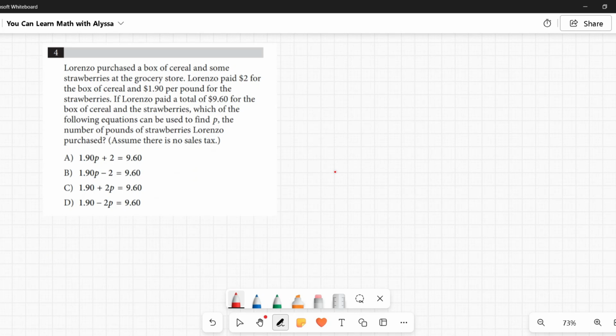Number 4, Lorenzo purchased a box of cereal and some strawberries at the grocery store. Lorenzo paid $2 for the box of cereal and $1.90 per pound for the strawberries. If Lorenzo paid a total of $9.60 for the box of cereal and the strawberries, which of the following equations can be used to find P, the number of pounds of strawberries Lorenzo purchased? Assume there is no sales tax.